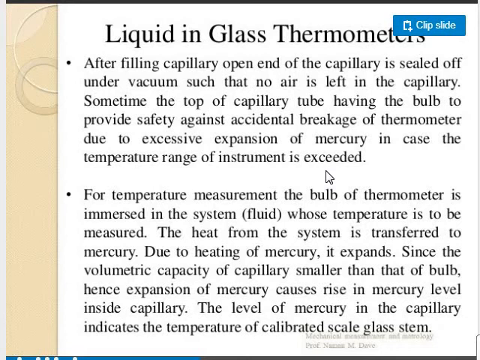For temperature measurement, the bulb of the thermometer is immersed in the system. It can be the fluid or any hot object whose temperature is to be measured. The heat from the system is transferred to the mercury. Due to heating, the mercury expands, and so it rises.